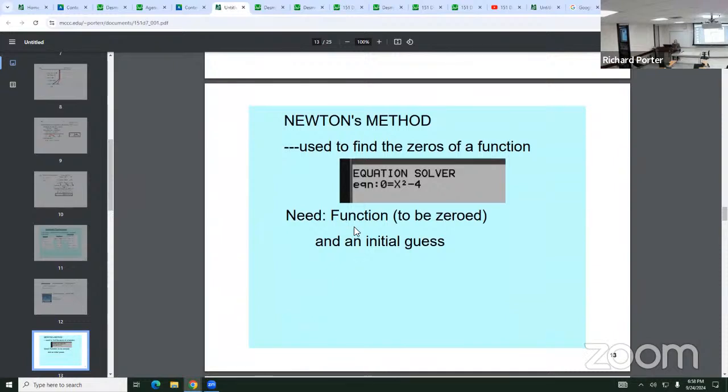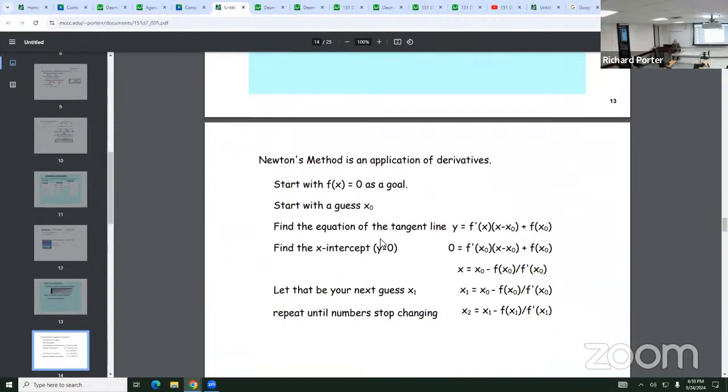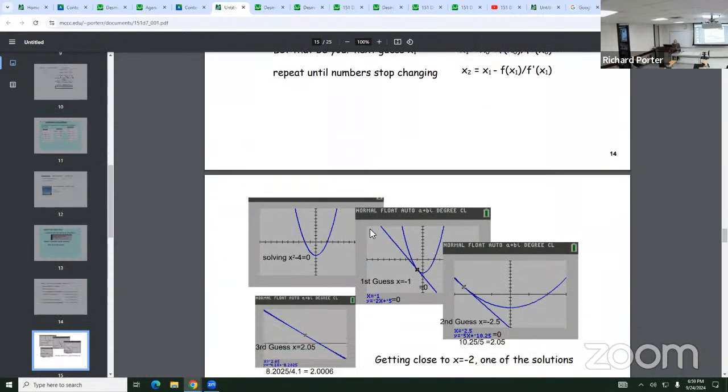Okay, so Newton's method. So you're trying to solve an equation like x squared minus 4 equals 0. By the way, you can solve any equation using Newton's method, because if you have a function equals another function, you just move everything to one side and it's equal to 0. Okay. But this is what you end up doing. Here's how it works.